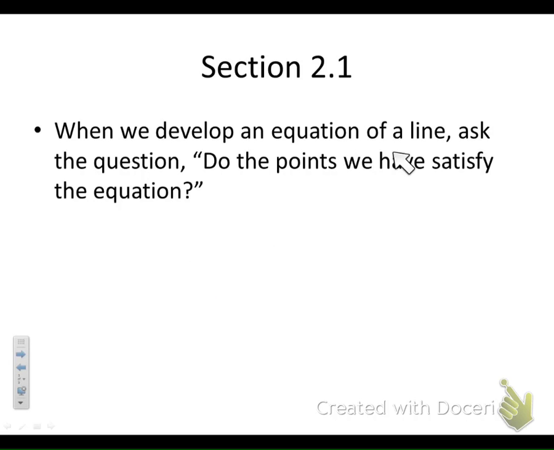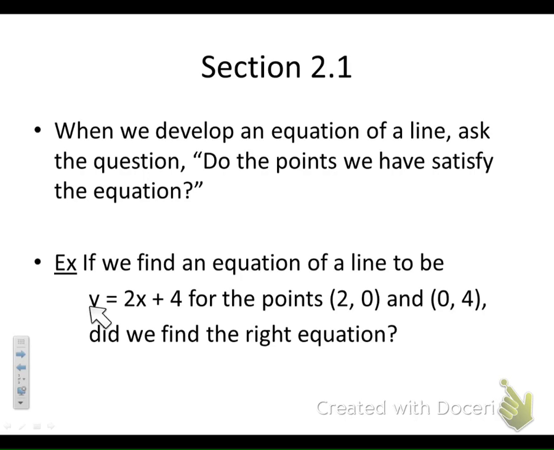When we develop an equation of a line, and this is particularly for Friday, when you write down an equation of a line, you need to ask yourself, do the points we have satisfy the equation? Let's say you find the equation of a line to be y equals 2x plus 4. You find this to be the equation for the points 2, 0, and 0, 4. Did we find the right equation?